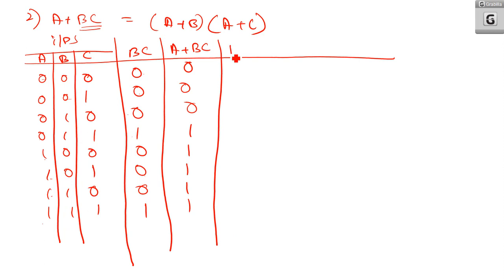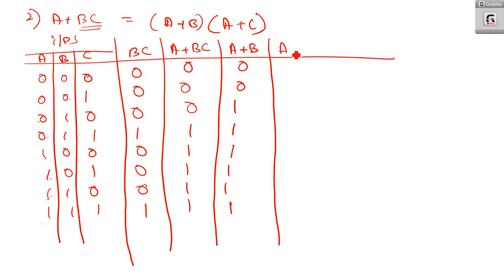Now I need to calculate A or B. What is A or B? 0 or 0 is 0, 0 or 0 is 0, 0 or 1 is 1, 0 or 1 is 1, 1 or 0 is 1, 1 or 0 is 1, 1 or 1 is 1, 1 or 1 is 1.